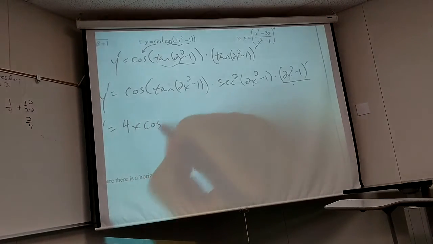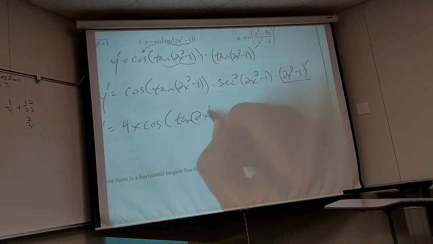What is the derivative? We only have one last derivative. Is he going to have another chain piece on him? Why would he? He's just a polynomial. So what's the derivative of 2x squared minus 1? 4x. So bring him out front to be a coefficient. 4x cosine of tangent of 2x squared minus 1 times secant squared of 2x squared minus 1. Bam! Gross.